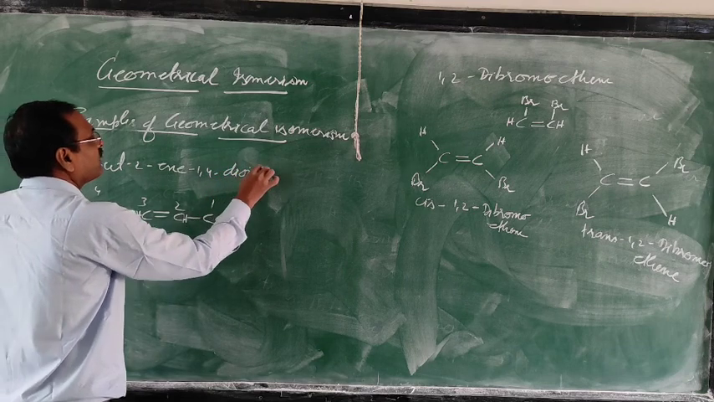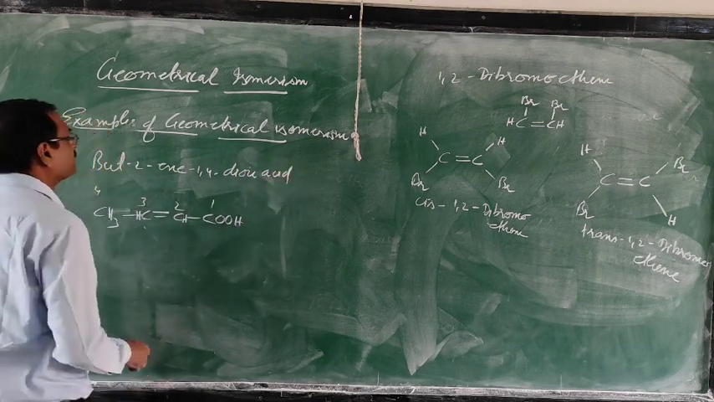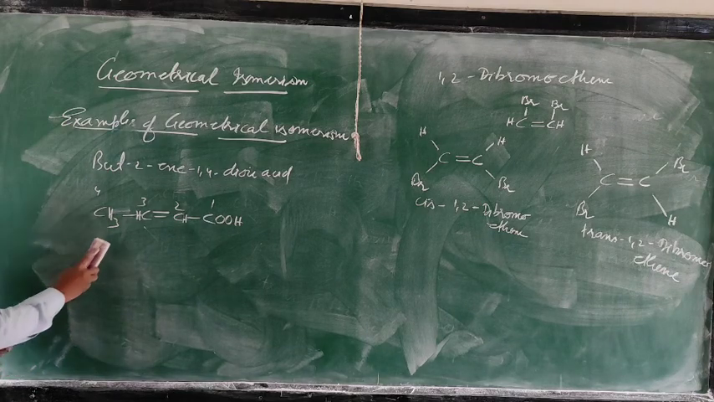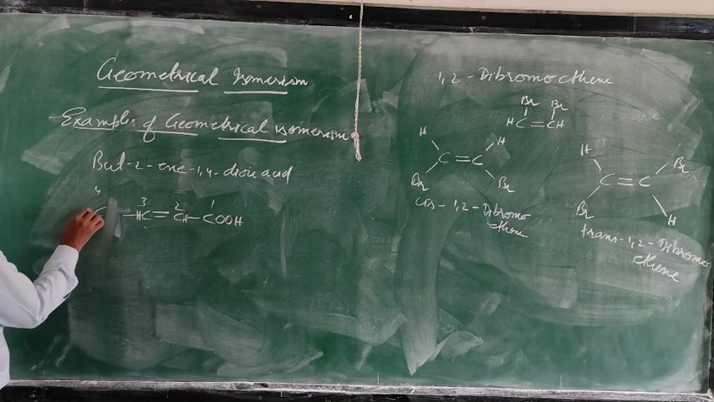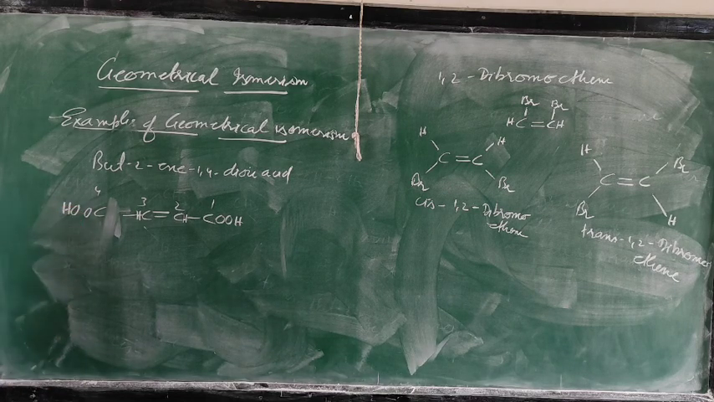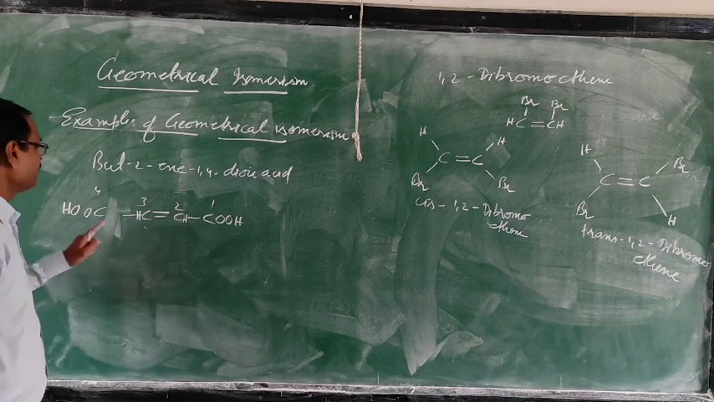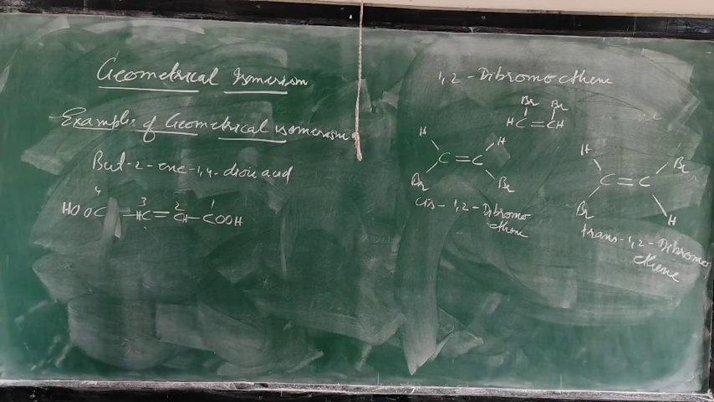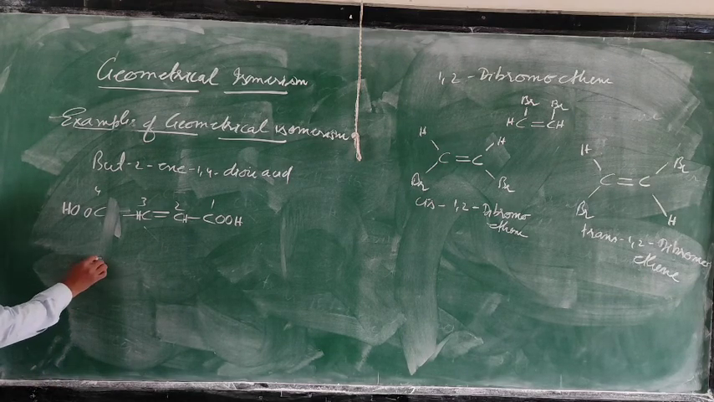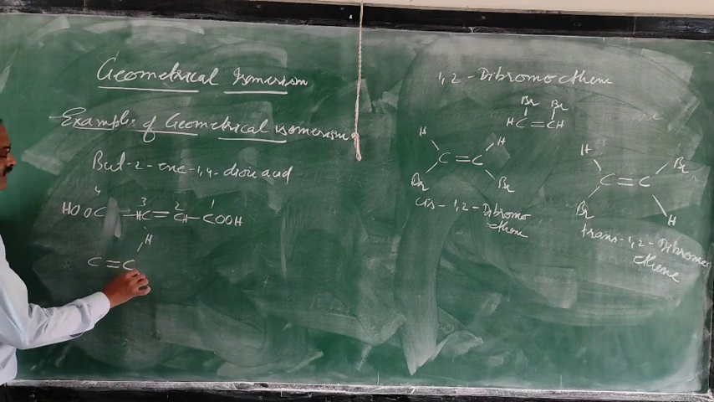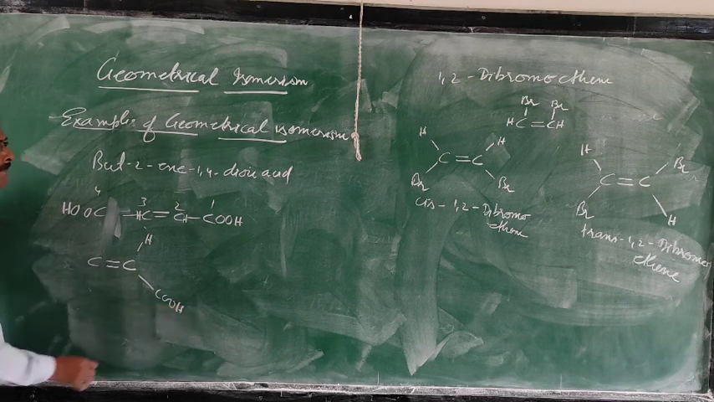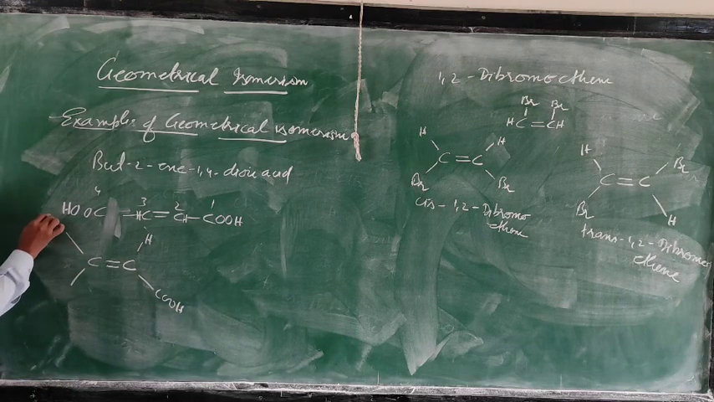But-2-ene-1,4-dioic acid. So this example, this but-2-ene-1,4-dioic acid, is very important. Just to see carbon double bond, then H, C double OH, then H, C double OH. So this one is the cis.